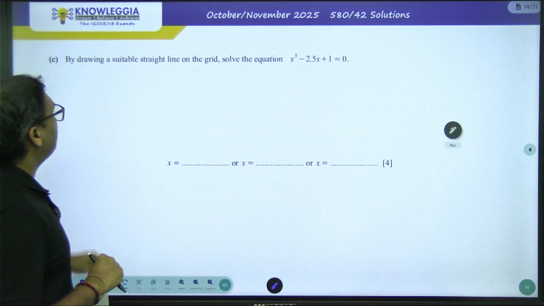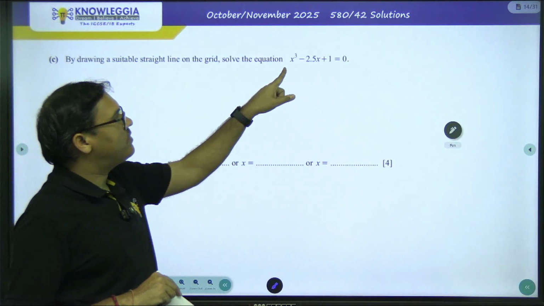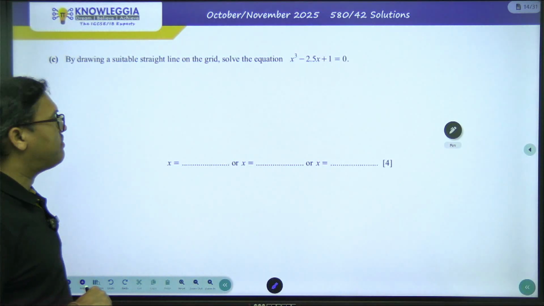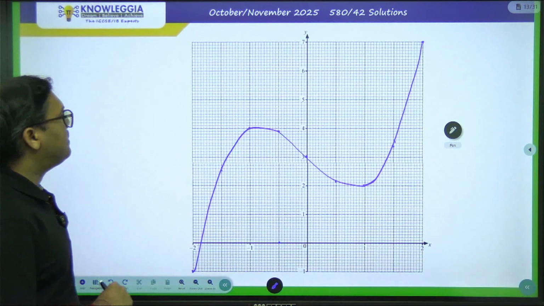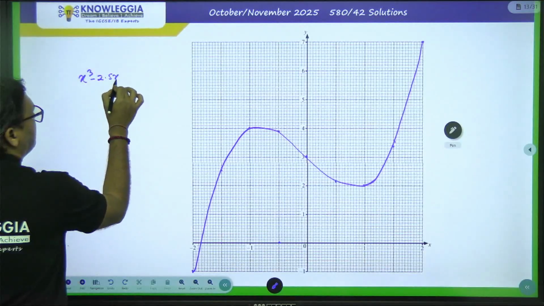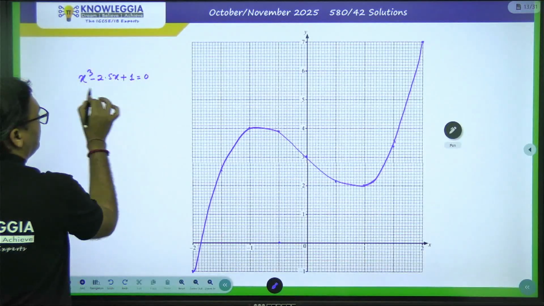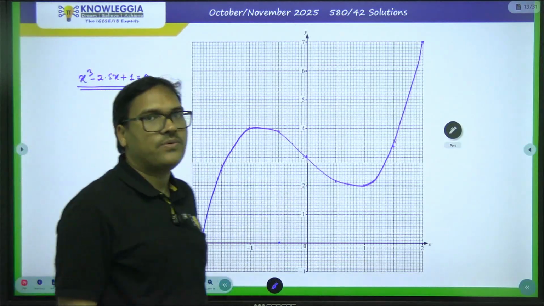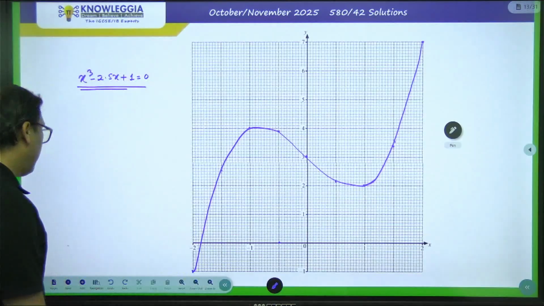Next part is, by drawing a suitable line, you have to solve the equation x cube minus 2.5x plus 1 equal to 0. So I write it here. Now, using this graph, how will you solve this equation? That is the question.